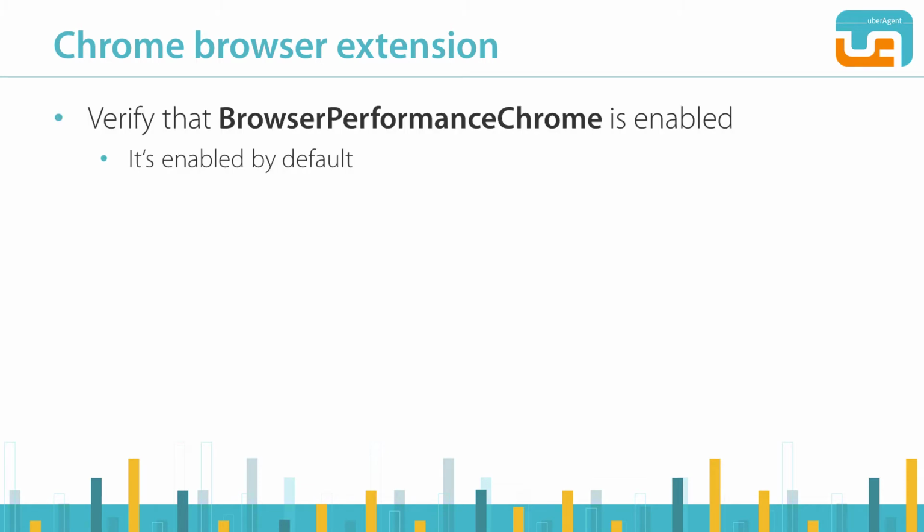To enable data collection from Chrome, make sure UberAgent's Browser Performance Chrome metric is enabled in the configuration. In the default configuration, Browser Performance Chrome is enabled. The extension is available from two different channels, Release and Beta. The Release channel gets only fully tested versions of the extension, while the Beta channel additionally gets beta quality versions. We recommend putting the majority of users on the Release channel and a small minority on the Beta channel.